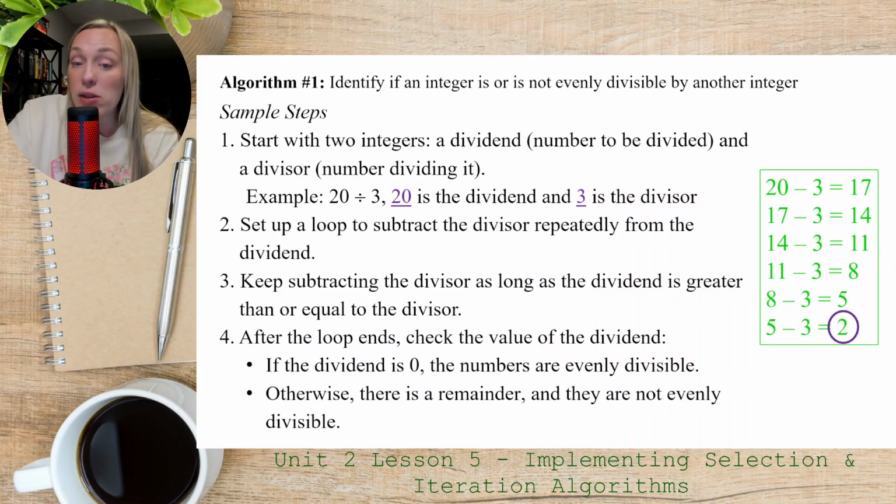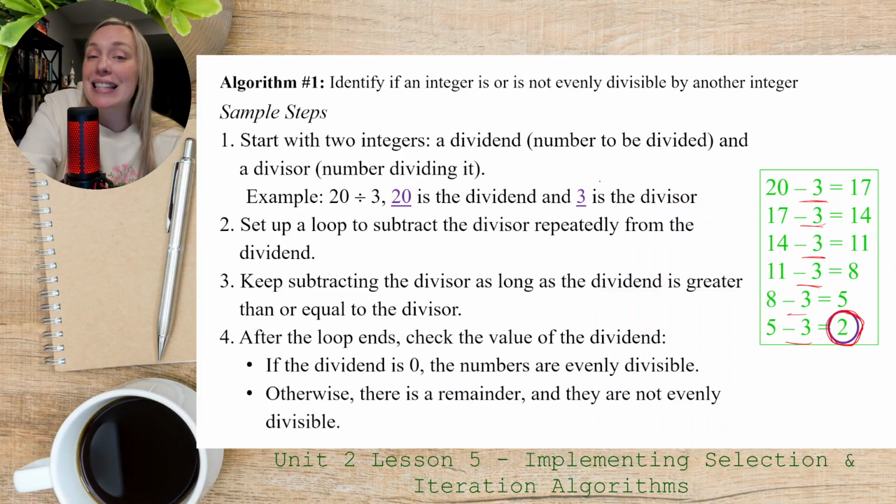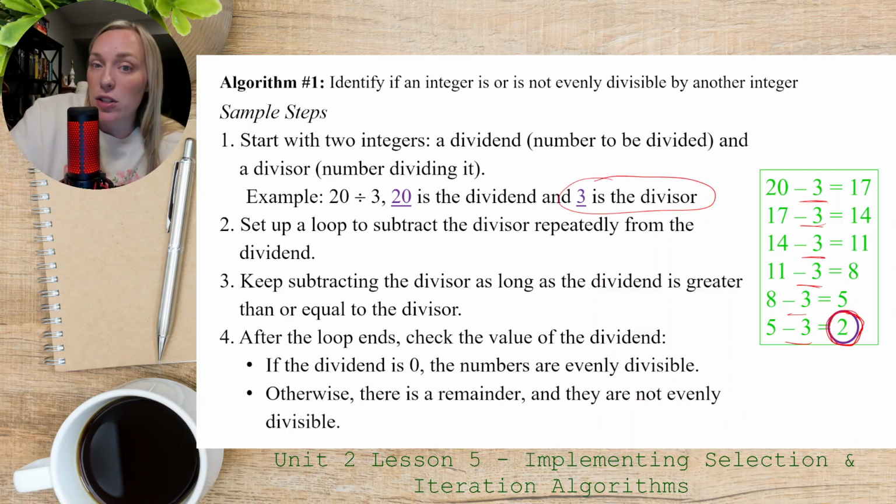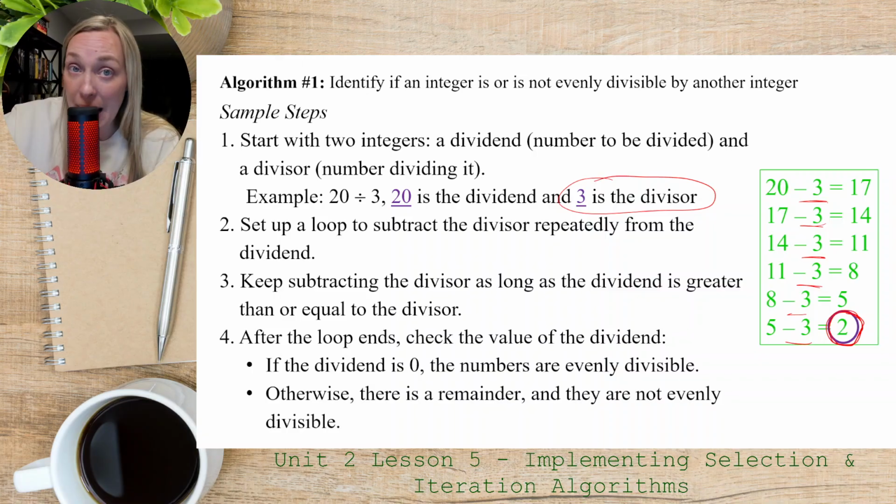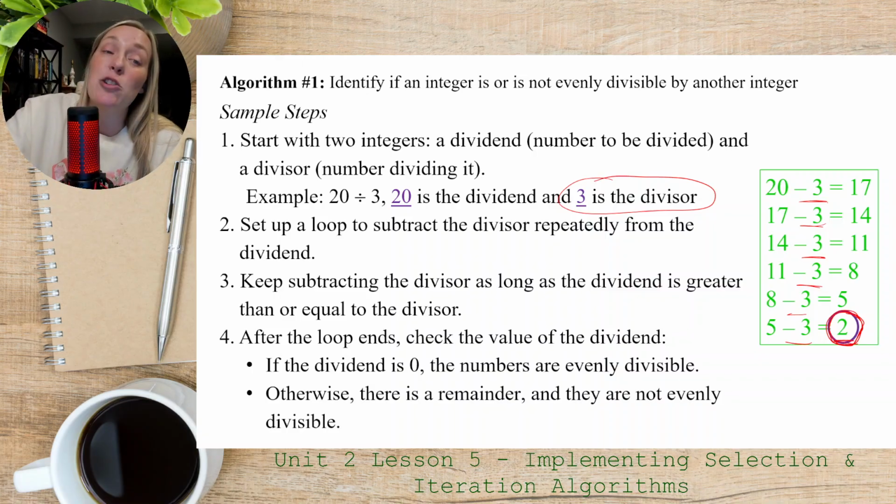If it's 0, then the numbers are evenly divisible. Otherwise, if there's a remainder, they're not evenly divisible, right? So notice my pattern here. I kept subtracting 3 all the way until I reached 2, because it's less than the original divisor, so I want to stop my algorithm. And since this isn't 0, that means that 20 is not evenly divisible by 3.